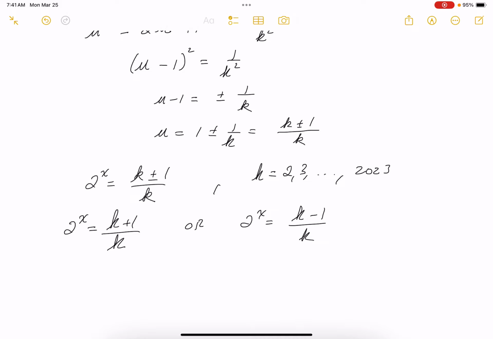Well, the first one's pretty easy to do. x would equal the natural log of, you know, I'm not going to use natural log. I'm going to use base 2.